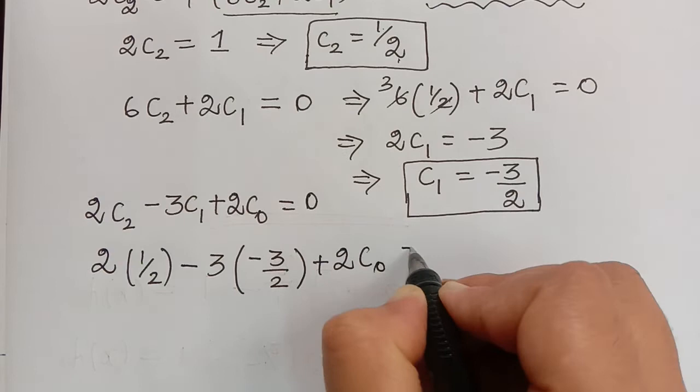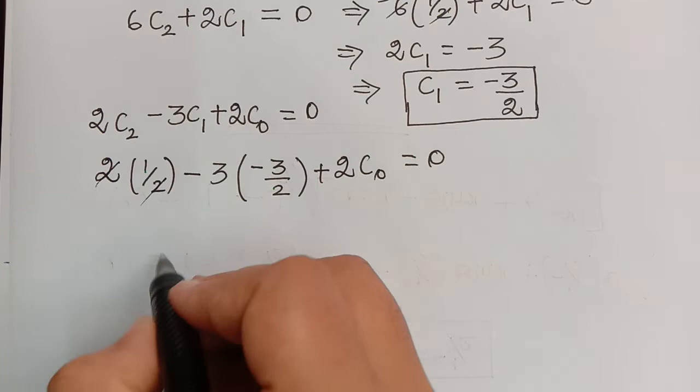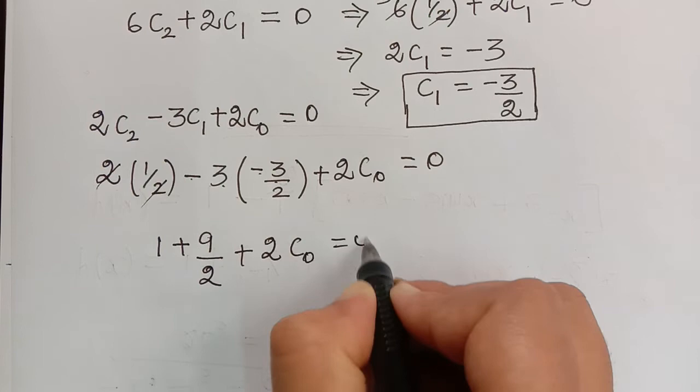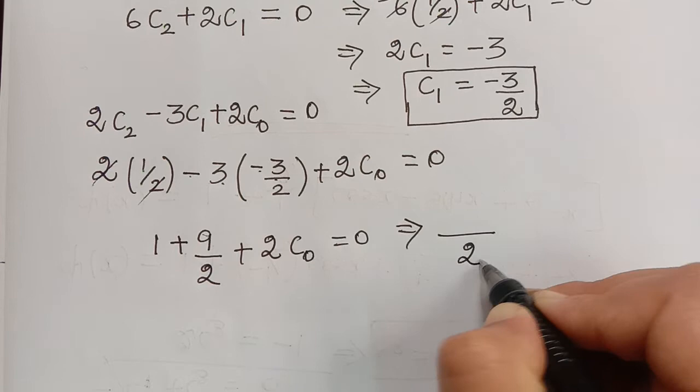Now we shall simplify this. So this 2 and 2 will get cancelled. So 1, and then minus into minus is plus, 3 times 3 is 9 divided by 2, plus 2c0 is equal to 0. So from this, we shall just simplify these two terms. So taking LCM here, it will be 2 plus 9, which is 11 by 2.